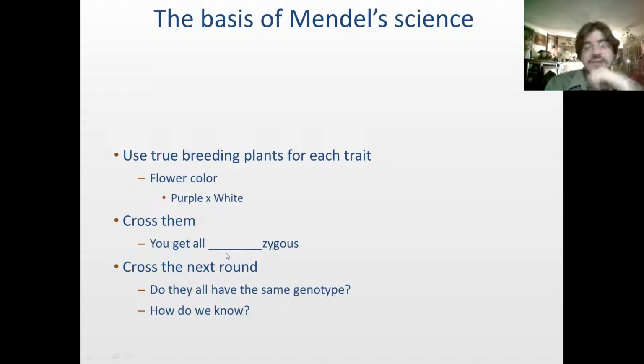Do they all have the same genotype? No, they don't. How do we know? Well, let's take a look. So, a little bit of vocab before we bust into there.